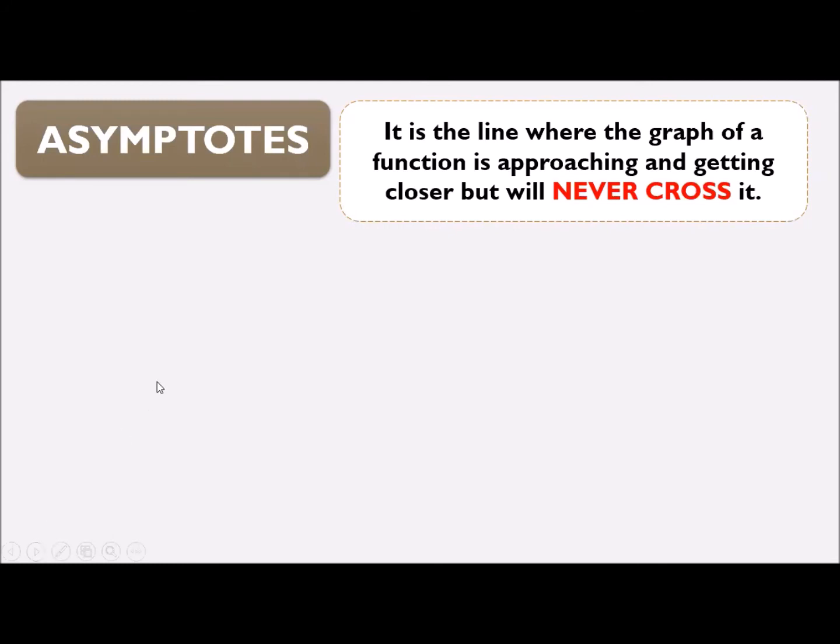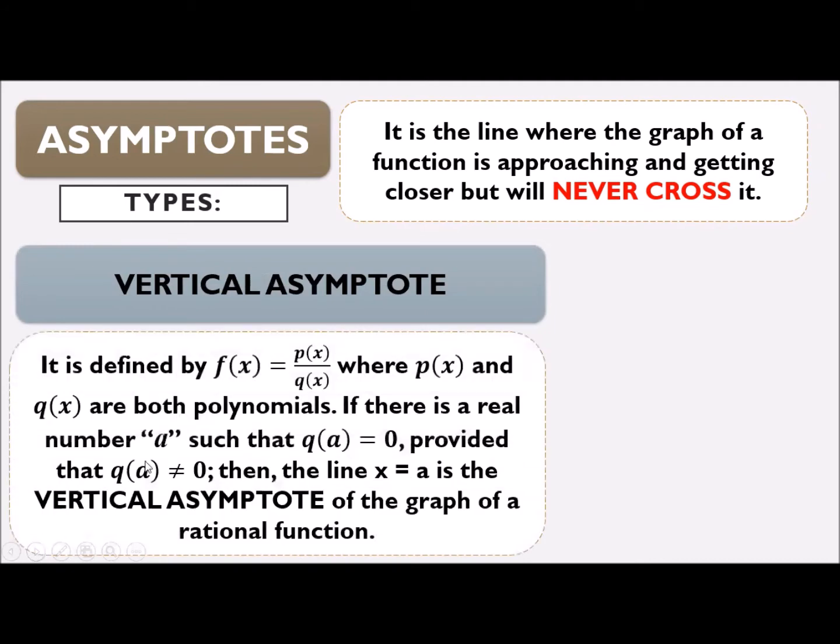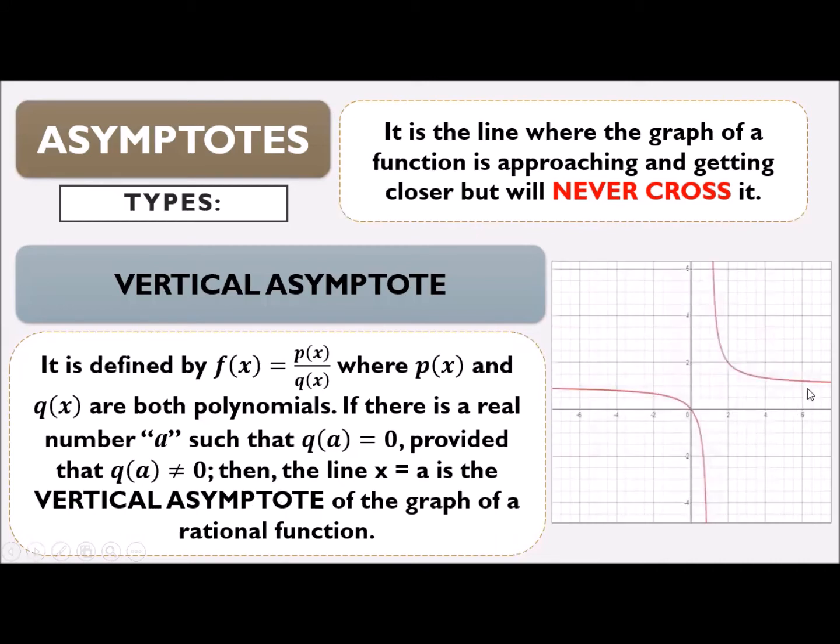Katulad kanina, meron tayong horizontal at vertical. Ganun din po sa asymptotes. So, the first type of asymptote is the vertical asymptote. Okay? With this definition, it only tells us to be very particular with the denominator. Okay? So, doon kung ano man yung polynomial dito, i-equate natin by 0. And then, kukunin natin yung mismong value ng x saan. At yun na ang vertical asymptote. Okay? So, for this example, yung vertical, patayo. O, di ba? Parang ginawa na rin natin yan kanina.